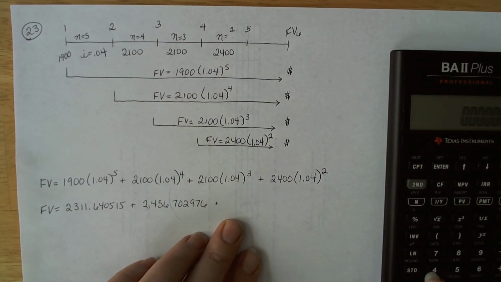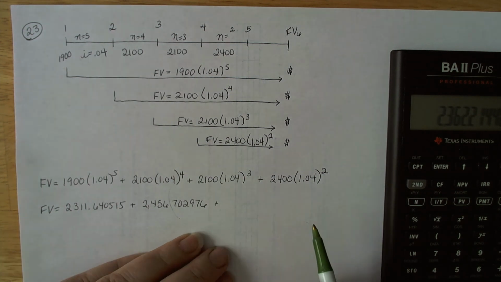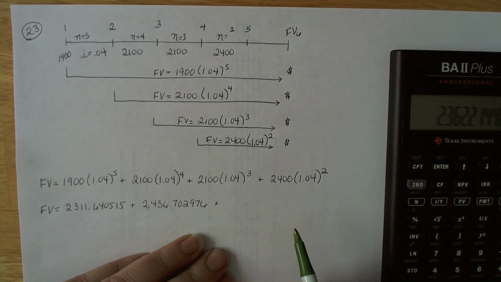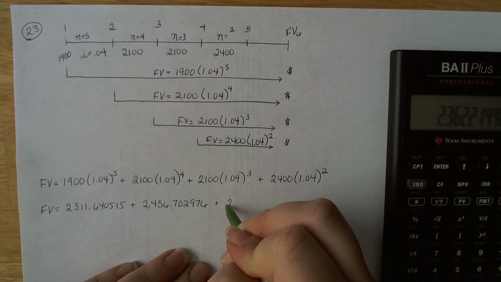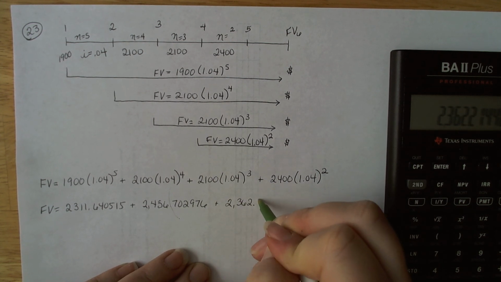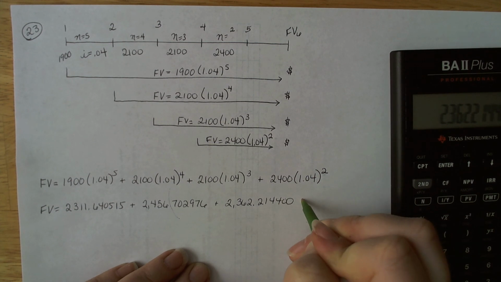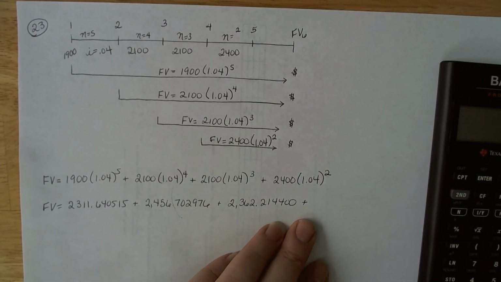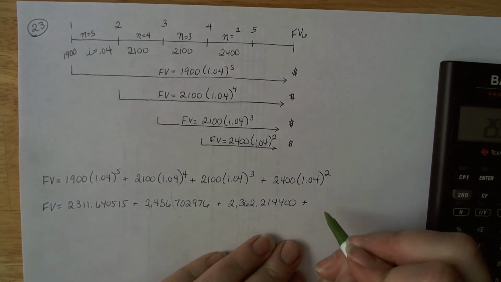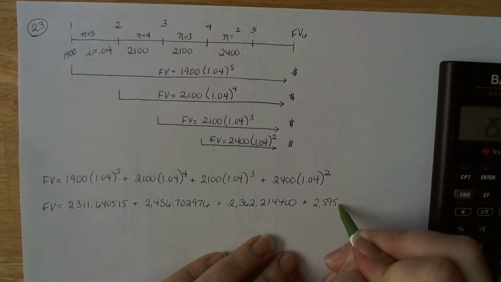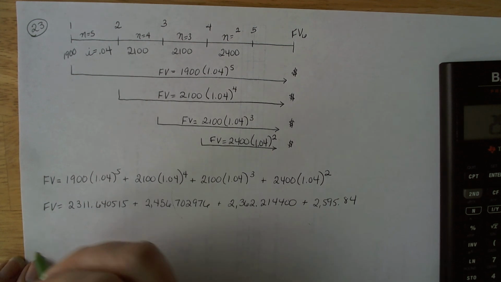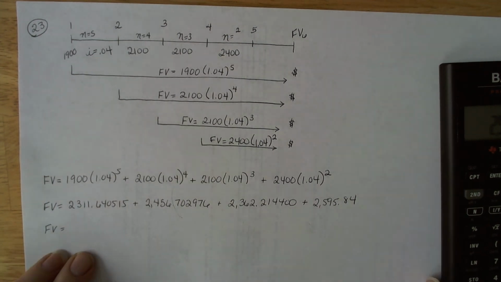Plus 1.04 y to the x, 3 y to the x, times 2,100. That gives us $2,362.214400. Plus 1.04 y to the x, 2 y to the x, times 2,400. That gives us $2,595.84. And then essentially we're going to add all these together.